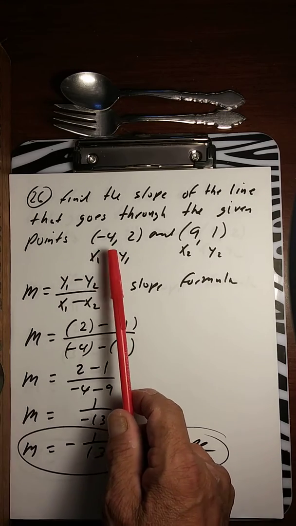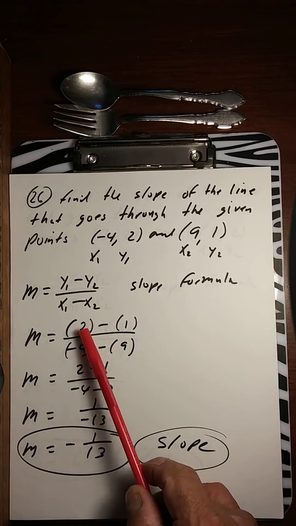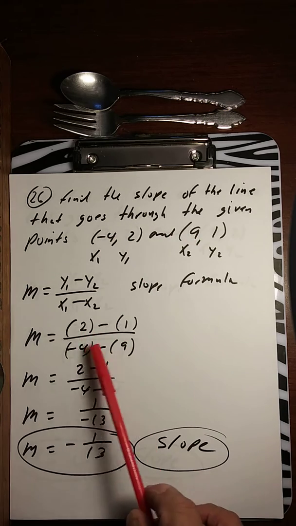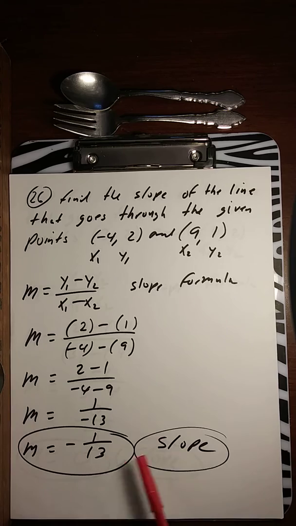Find the slope. Negative 4, 2, 9, and 1. Put the numbers in there. 2 and 1. And negative 4 and 9. So 2 minus 1 over negative 4 minus 9, that's going to be 1 over negative 13, or negative 1 over 13 is the slope.